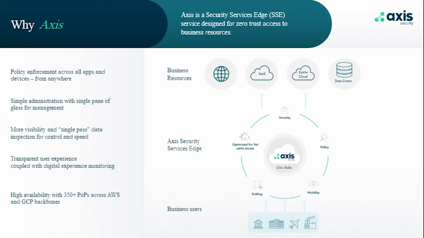It's that simple. We also offer greater visibility as we sit in the middle of a connection. We can offer user experience telemetry, and since we're built as a service, cloud provided, we have the advantage of over 350 global POPs, as well as the backbone acceleration services of AWS and GCP.